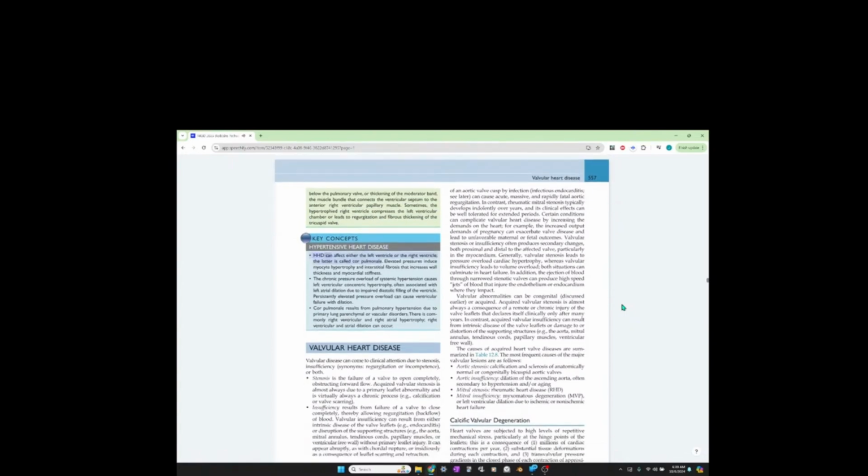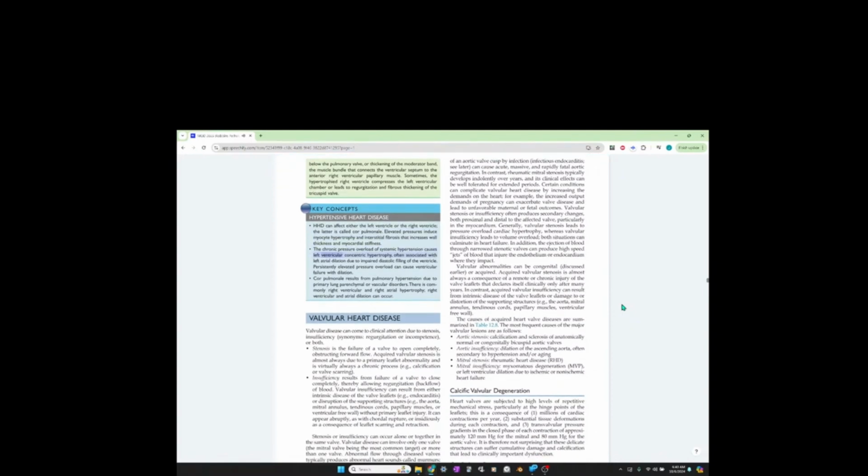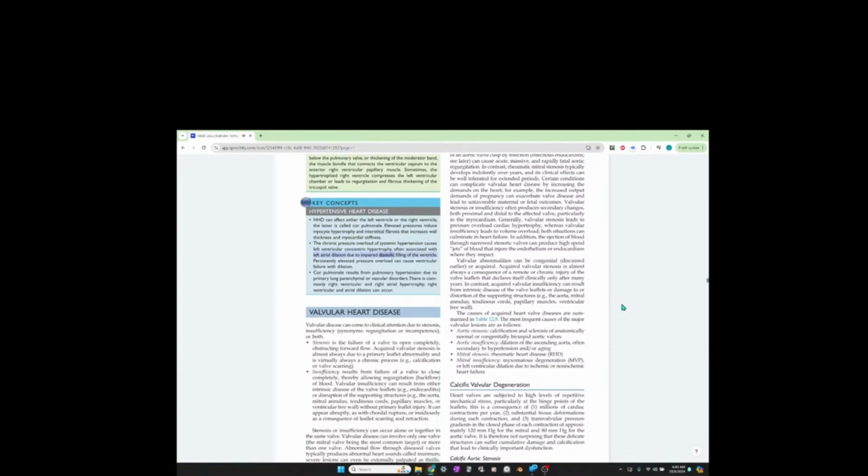HHD can affect either the left ventricle or the right ventricle. The latter is called cor pulmonale. Elevated pressures induce myocyte hypertrophy and interstitial fibrosis that increases wall thickness and myocardial stiffness. The chronic pressure overload of systemic hypertension causes left ventricular concentric hypertrophy, often associated with left atrial dilation due to impaired diastolic filling of the ventricle. Persistently elevated pressure overload can cause ventricular failure with dilation.